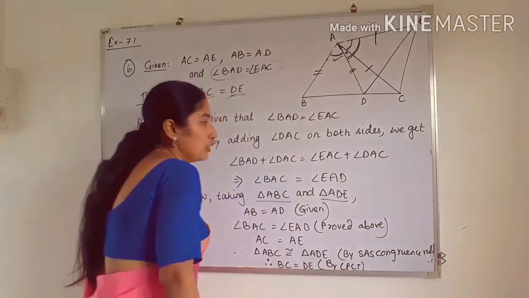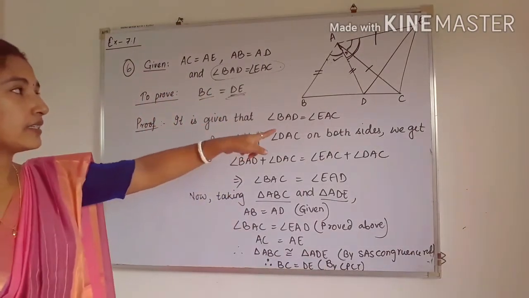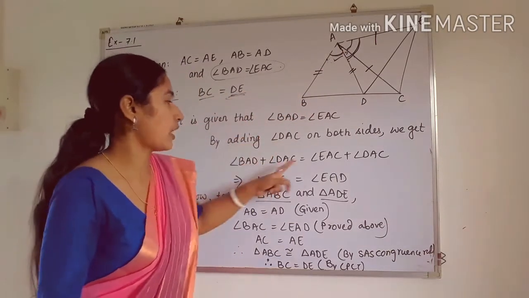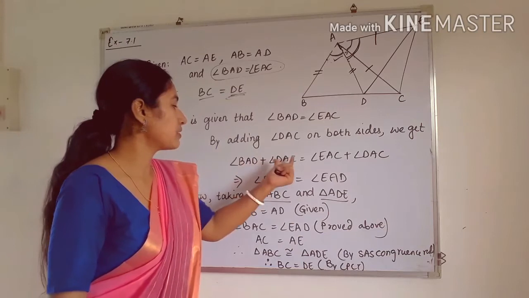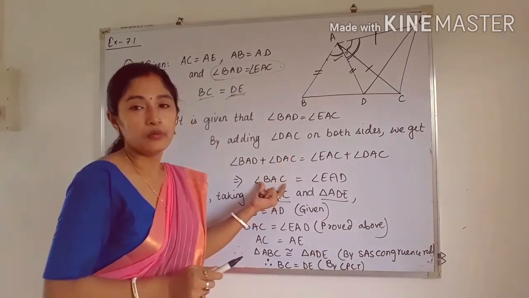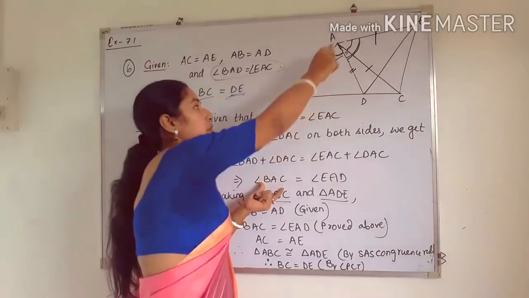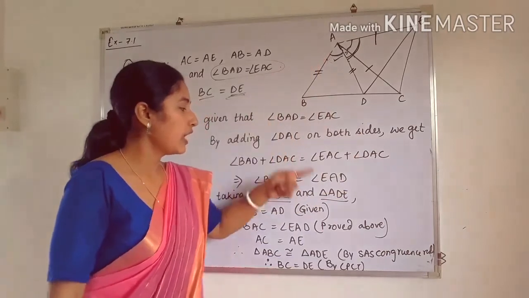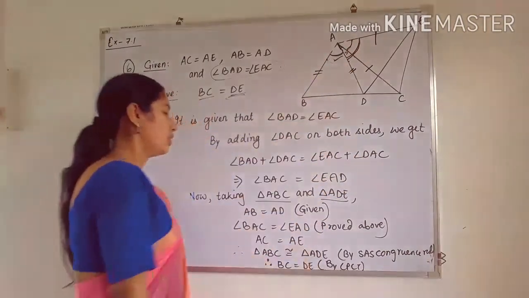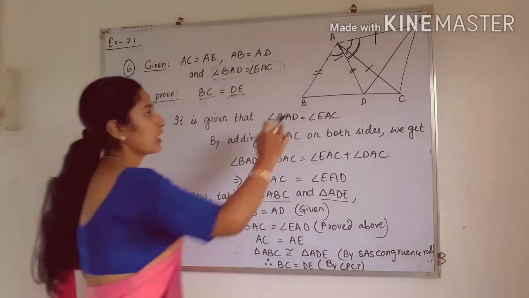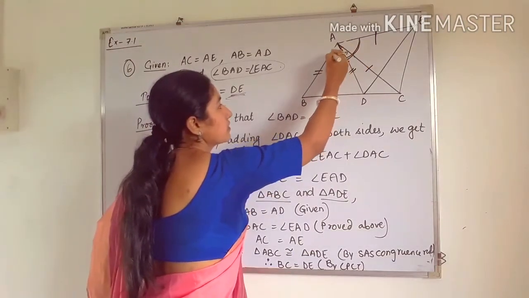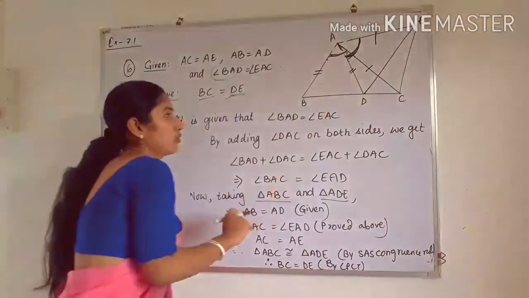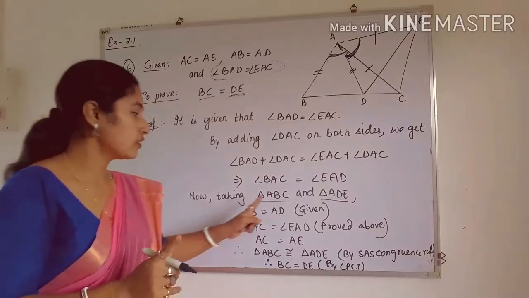This angle is also present in triangle ADE. So what I have done, by adding angle DAC, that means these smaller angles, I have added this angle to both sides. Angle BAD plus angle DAC will become angle BAC. You can refer to the diagram. Similarly, if we add angle EAC and angle DAC, it will become angle EAD. So these two angles are equal. This whole angle is equal to this whole angle, and these angles lie in the respective triangles which we are taking here.